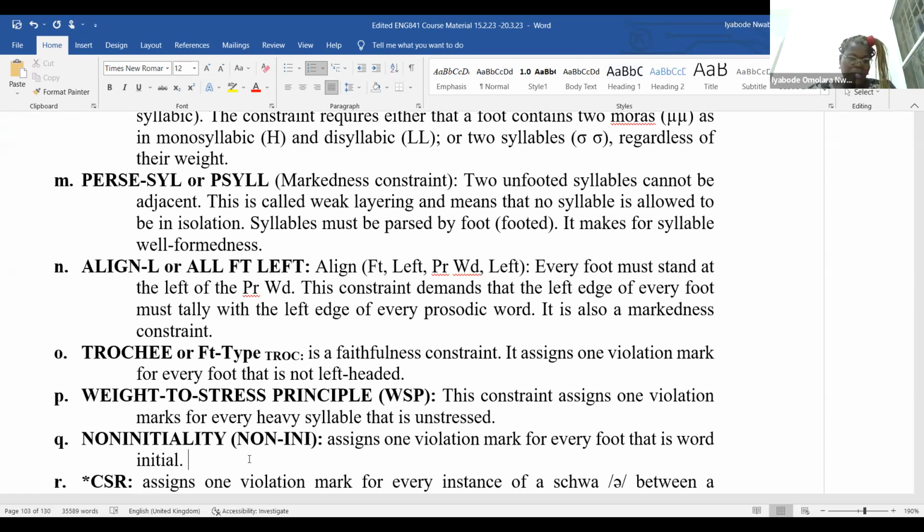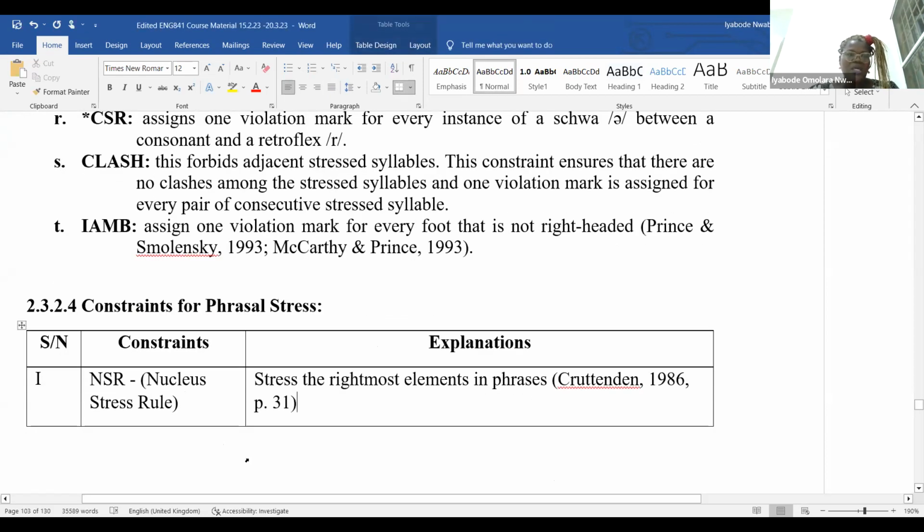Then CRSR assigns one violation mark for every instance of a schwa between a consonant and a retroflex. Clash: this is adjacent stressed syllables. I think we discussed that last week. The constraint ensures that there are no clashes among the stressed syllables, and one violation mark is assigned. And of course, we said that if you have such a clash, something happens. Can anybody remind me? So I assign one violation mark for every foot that is not right-headed.